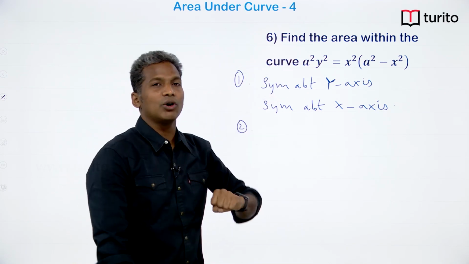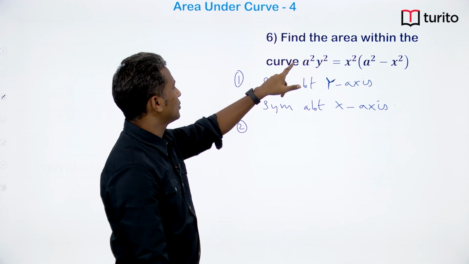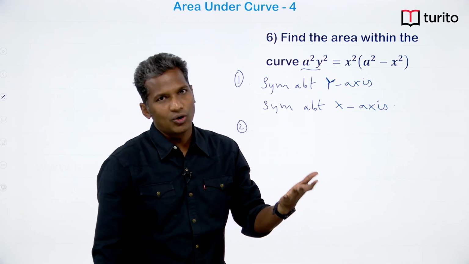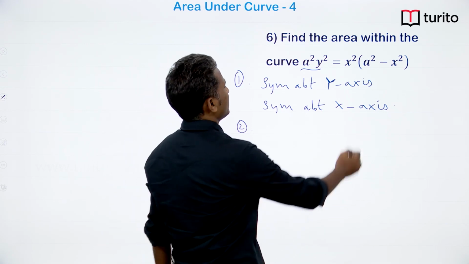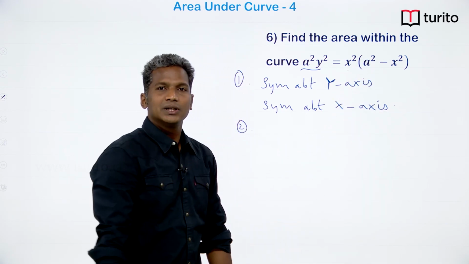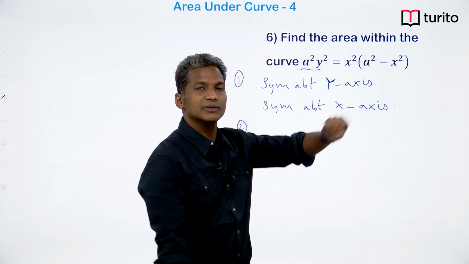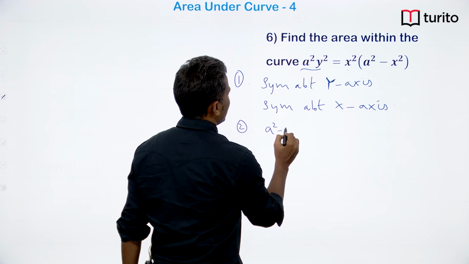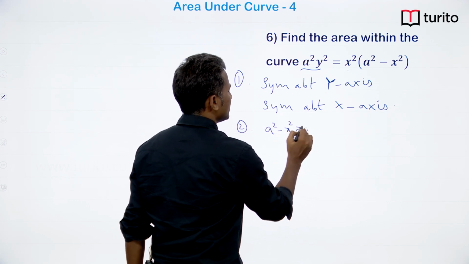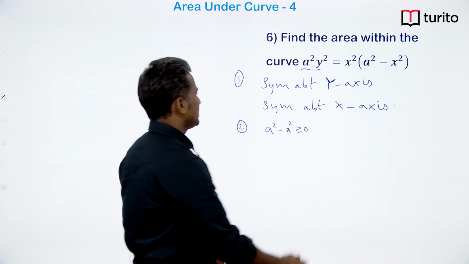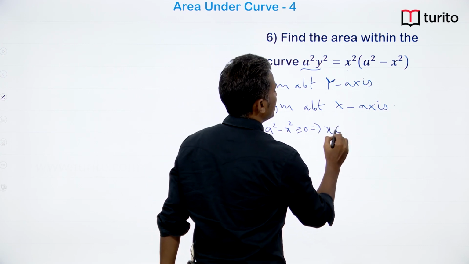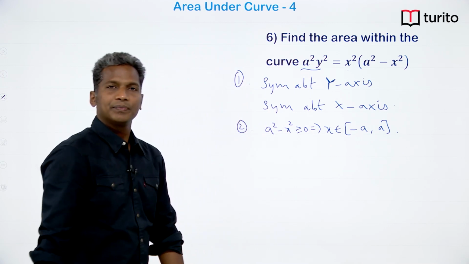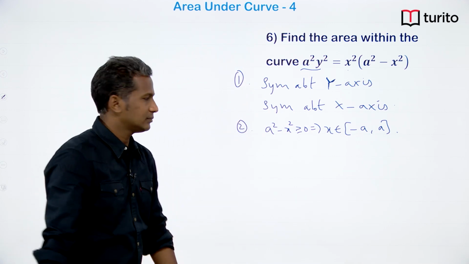Here the LHS is already a non-negative number because it is a perfect square. So the RHS also must be non-negative. x square is already non-negative, hence a square minus x square must also be non-negative. So, a square minus x square must be greater than or equal to 0, which will give us values of x belonging to minus a to a. Okay. That becomes our domain.